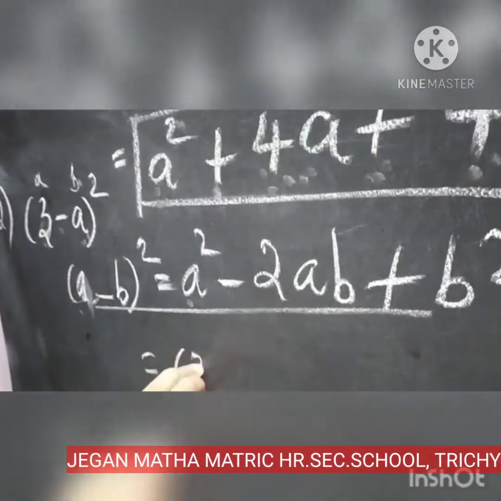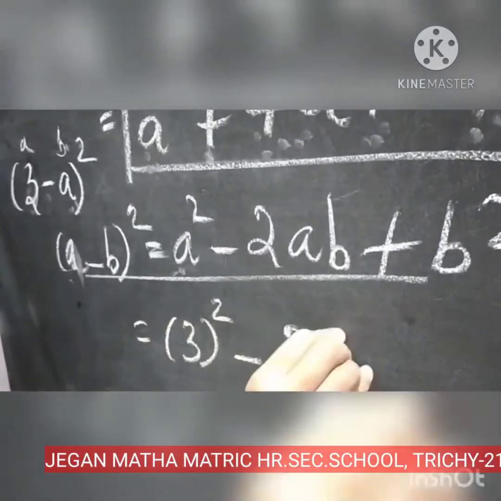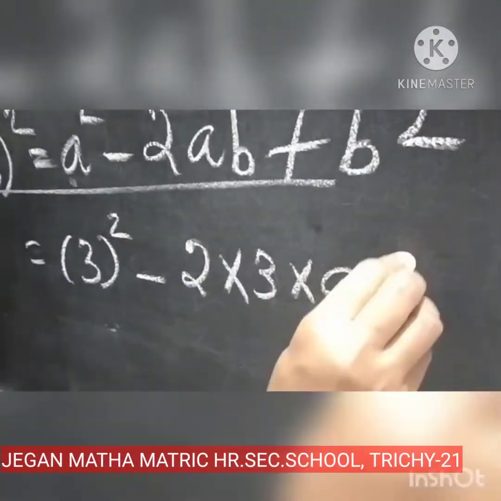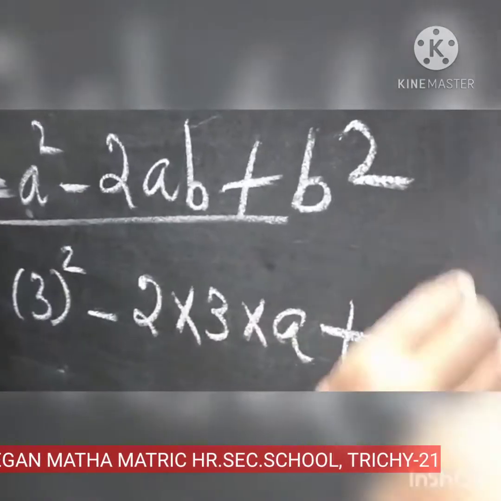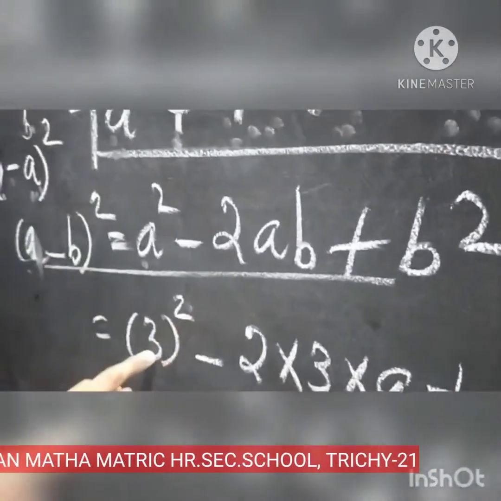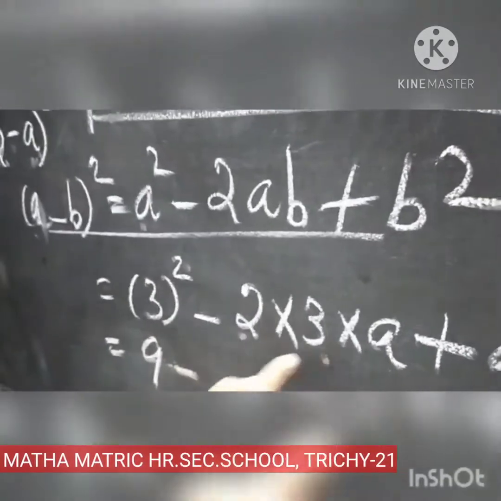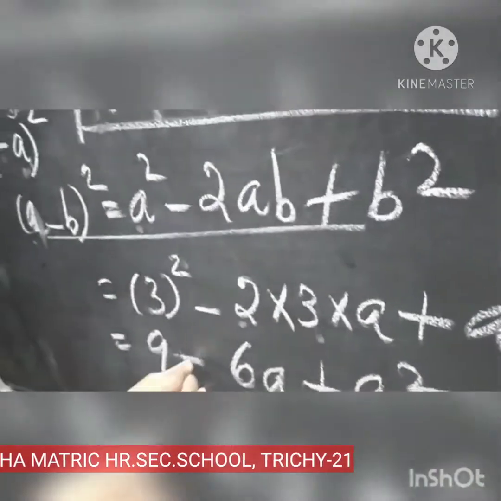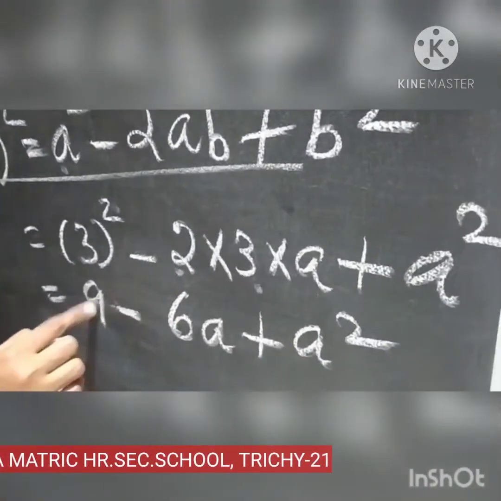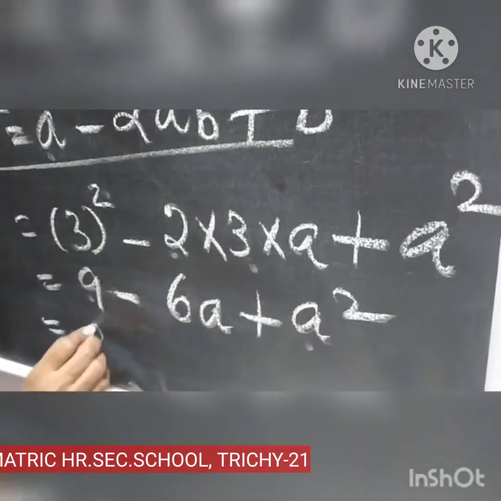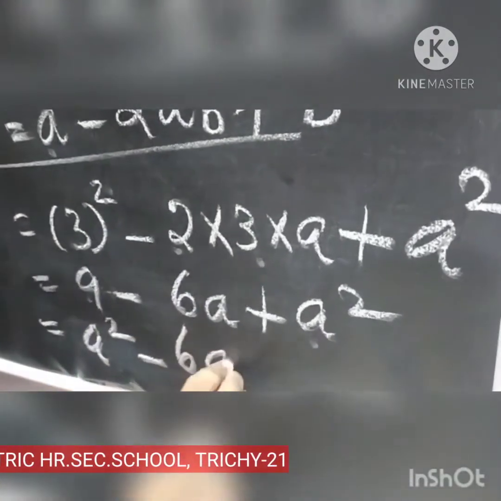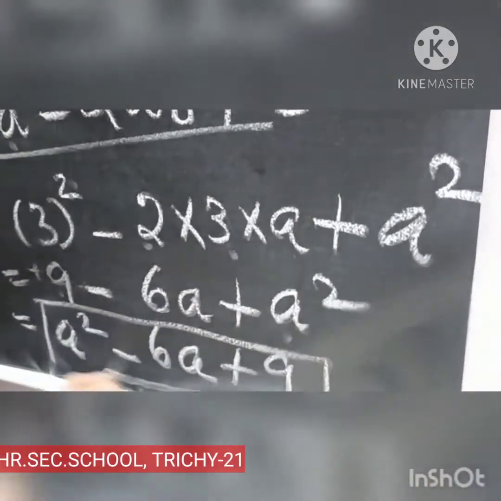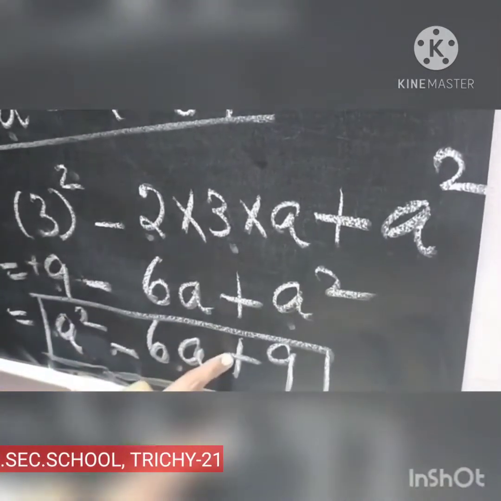So a squared means 3 squared, minus 2 into, instead of a 3, into, instead of b a, plus b squared means a squared. So the answer: 3 into 3, 3 squared means 9, minus 2 threes are 6a, plus a squared. So you have to write in the correct order. Here the constant will always be last. So keep the first a squared, minus 6a, plus 9. Here there is no sign, which is understood as plus. So the answer is a squared minus 6a plus 9.